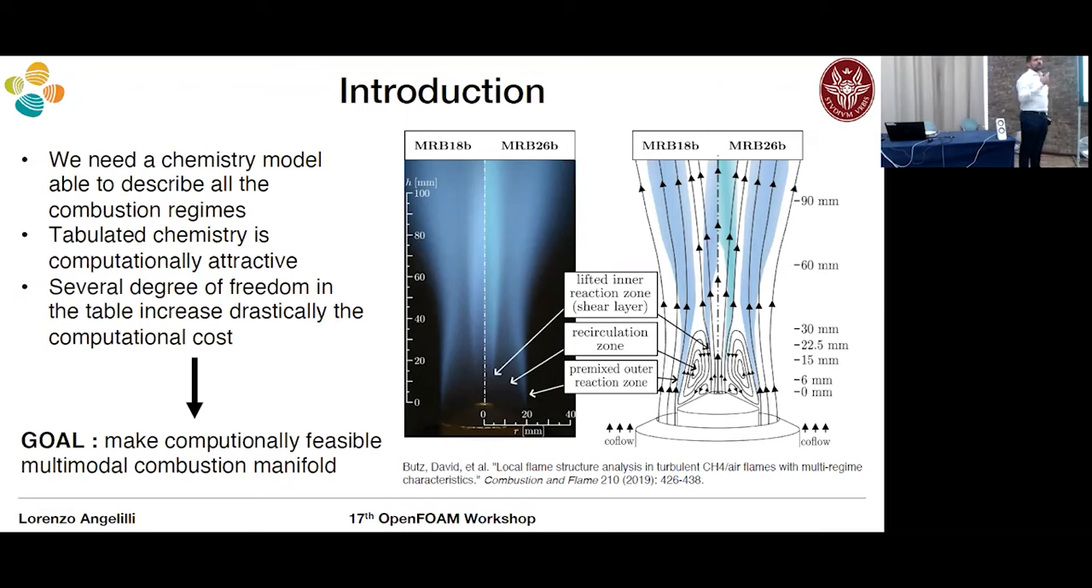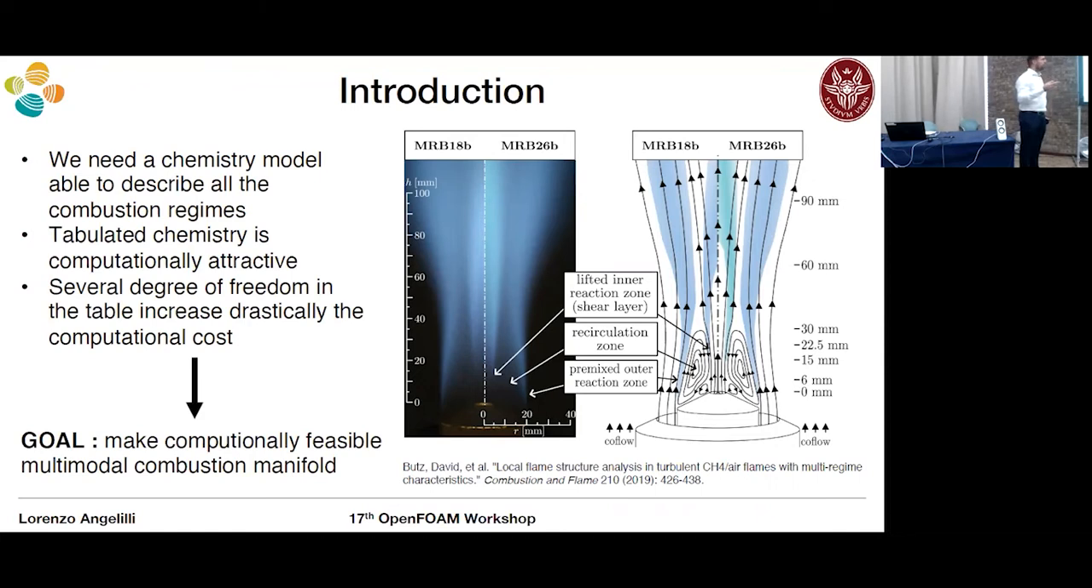So tabulated chemistry and all the related reduced-order models are computationally attractive, because they allow us to reduce considerably the computational cost by pre-tabulating all the thermochemical properties. For example, with the Flamelet-Progress variable approach, we reduce from the 53 species of methane plus the temperature to only two variables, the mixture fraction and the progress variable.